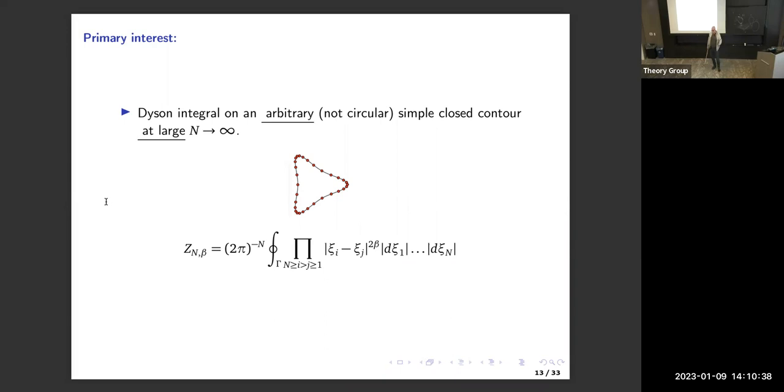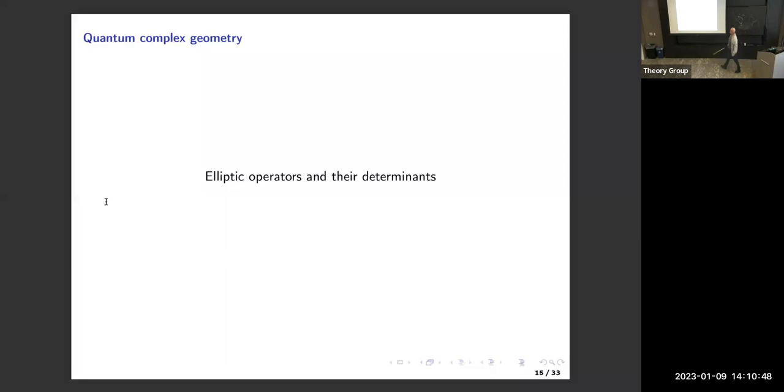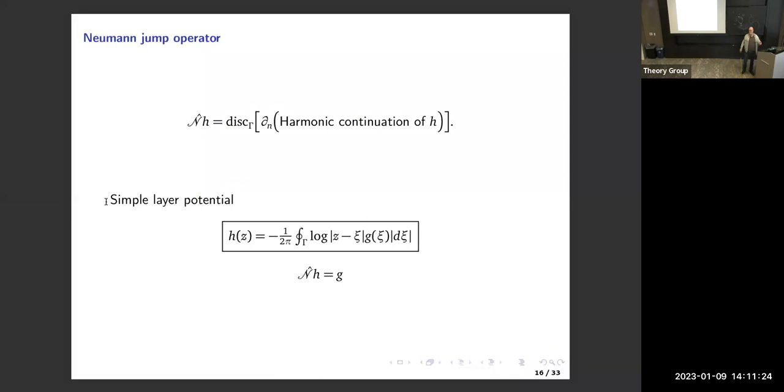But in order to describe this result, I need some prerequisites. And these prerequisites are elliptic operators and their spectral determinants. Spectral determinants of elliptic operators in the complex plane are the subject some people call quantum complex geometry. They appear when we study quantum problems. They are objects of conformal analysis, complex analysis, but somehow had not been studied in classical times, though they are well studied nowadays and appear all the time in quantum field theory.